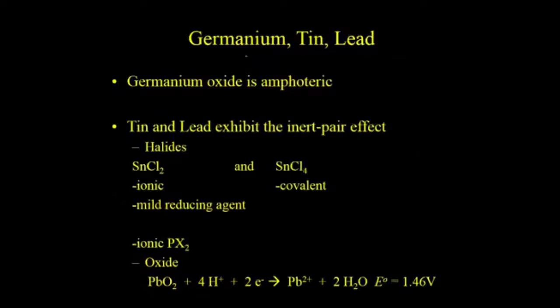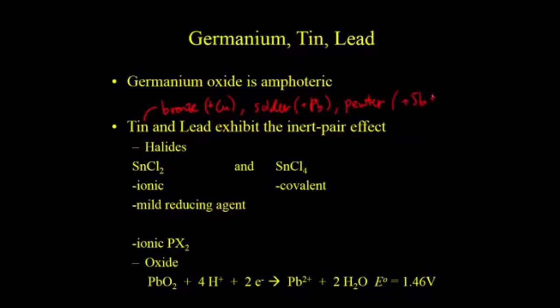What about the rest of the elements in group 4A? Germanium is amphoteric, so germanium oxide is kind of like aluminum oxide. Tin has been known since ancient times and is a metal used for plates and used in alloys like bronze when you add it to copper. It's used in solder when you add it to lead, and it's used in pewter when you add it to antimony and copper.